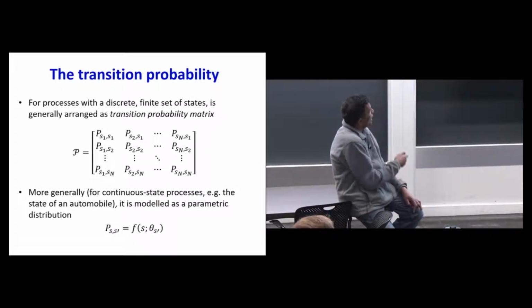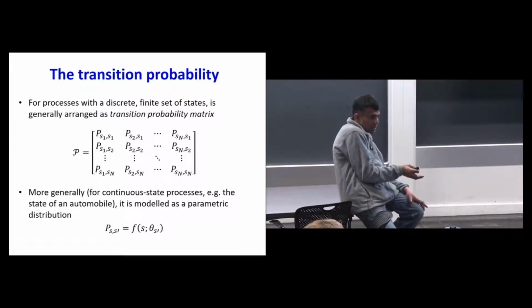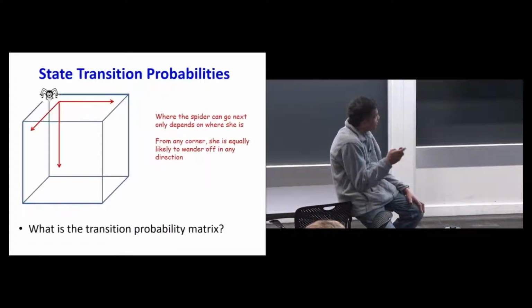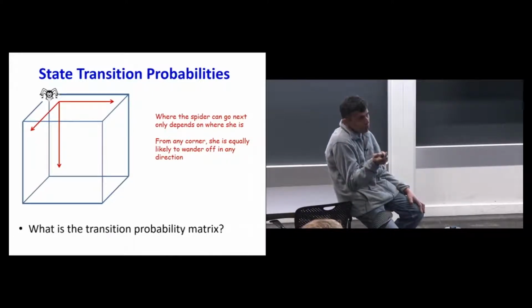For processes with a discrete finite set of states, you can write this transition probability as a matrix. For continuous state processes like the state of an automobile, you end up writing it as a function. The probability of going to a state S prime, given that you're currently in some state S, is some function of S. So in the case of the spider, how many states would it have? We have 8, right? But what would the transition probability matrix be?